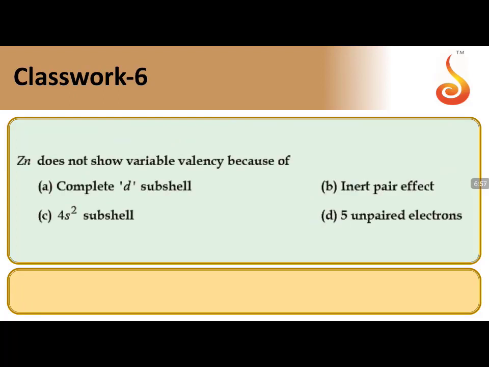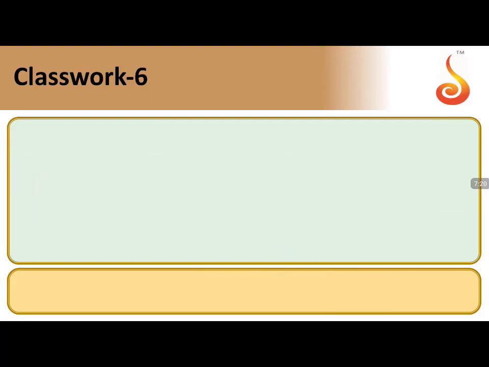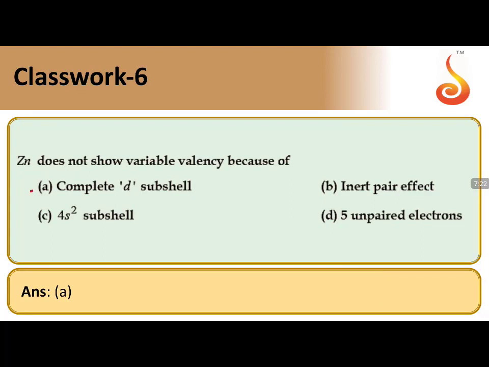Coming to the sixth question, zinc does not show variable valency because of. Why zinc does not show variable valency? Because it has complete filled d subshell. Zinc is not a transition element, because of its 3d10 configuration, completely filled d configuration. So the answer is complete d subshell.